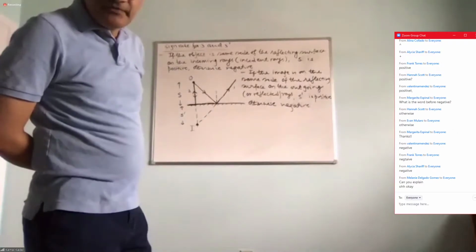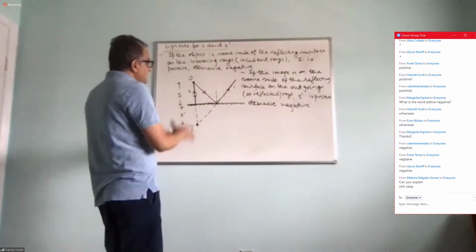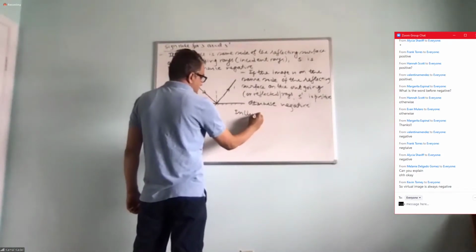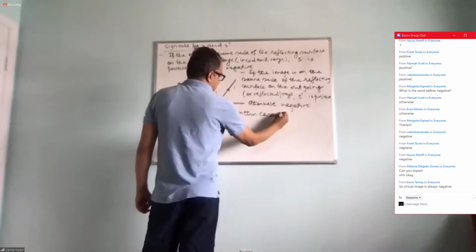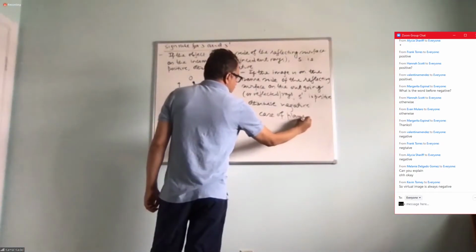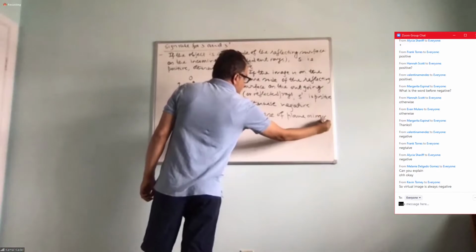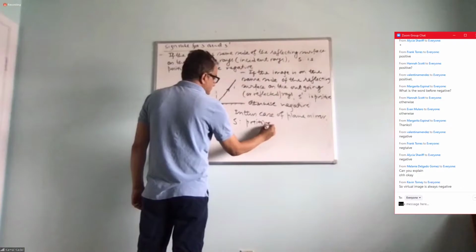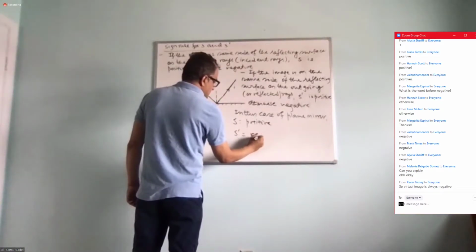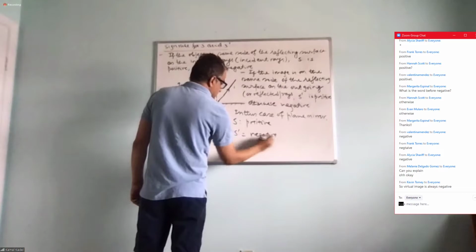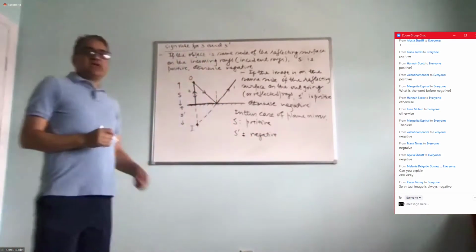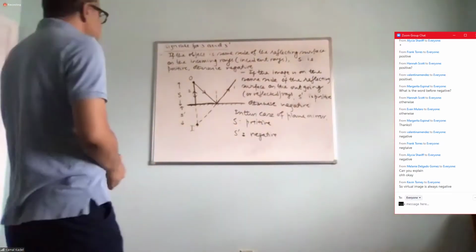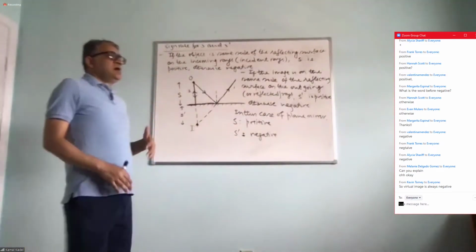You understand now? Good. So now it's clear that in this particular situation, in the case of a plane mirror, we can say that S is positive and S prime is negative. So that's why we can see it the other way around also. No, the image would not always be negative. It depends on how it is formed.